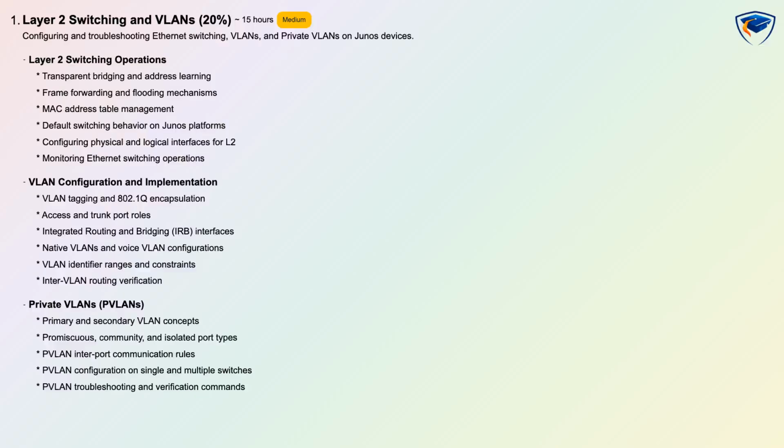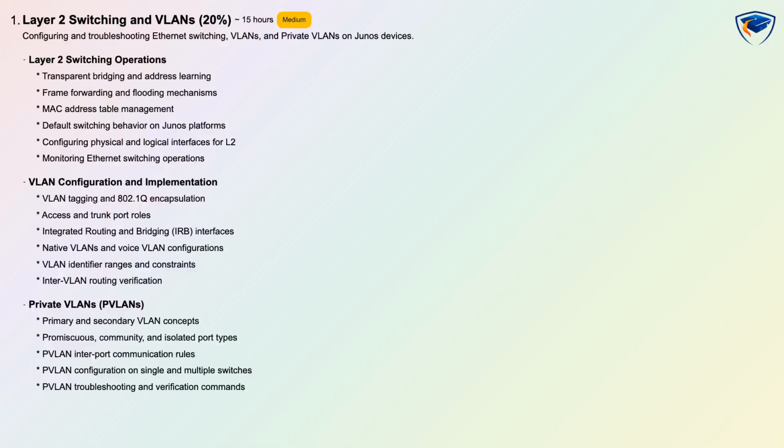Layer 2 switching and VLANs is 20% of the exam and focuses on configuring and troubleshooting Ethernet switching, VLANs, and private VLANs on Junos devices. Difficulty is medium with estimated learning time 15 hours and assessment type hands-on plus conceptual.